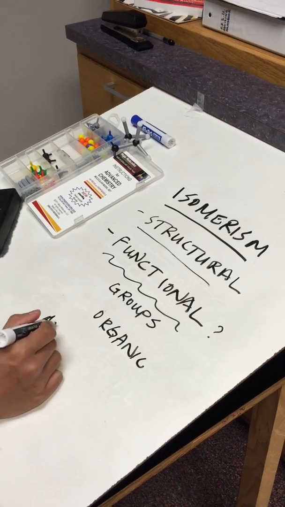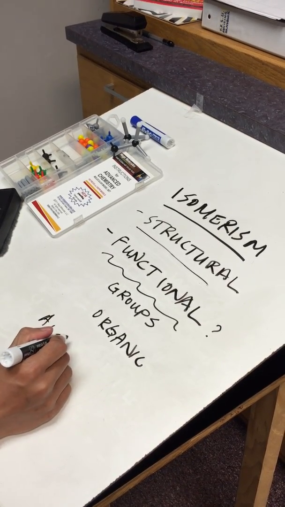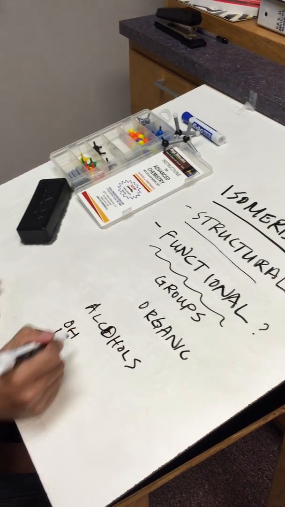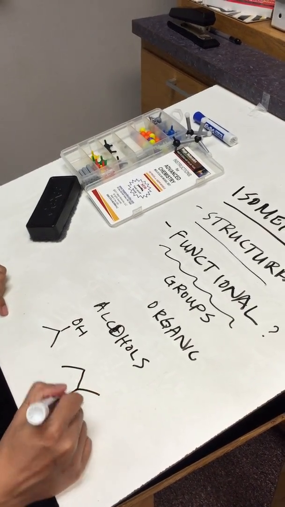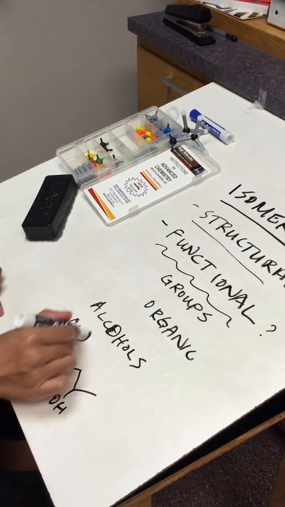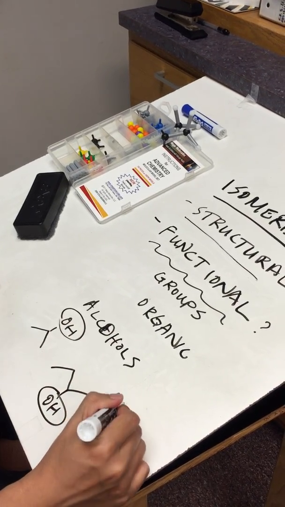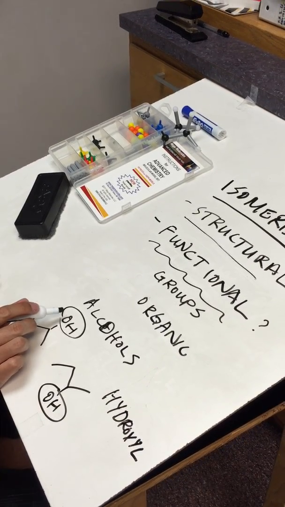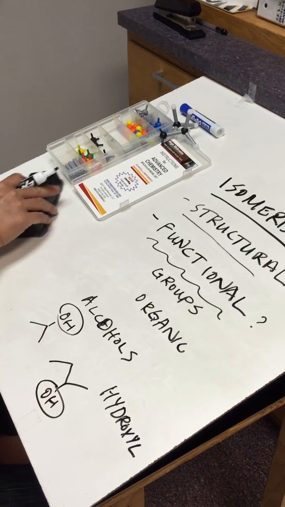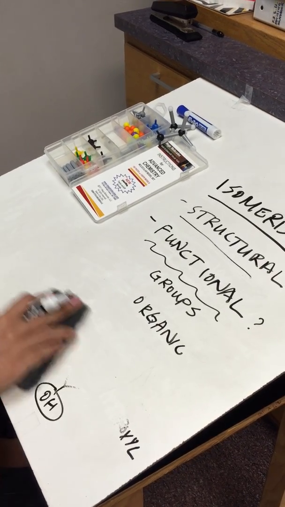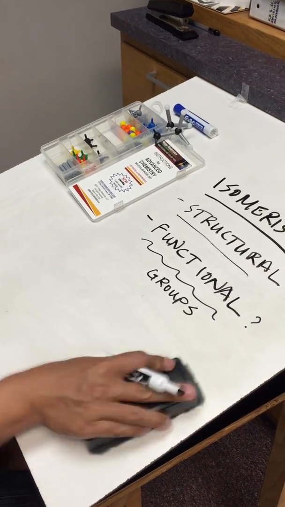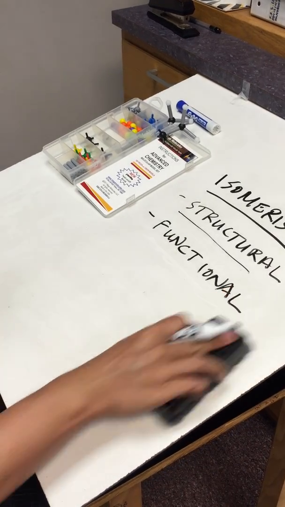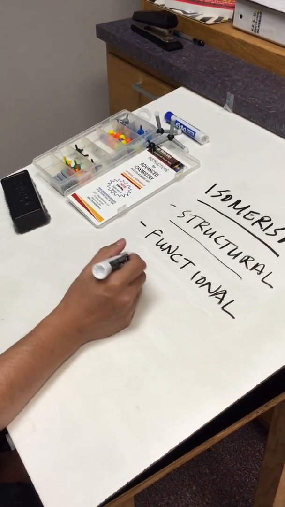So for example, if you have alcohols, well, this is an alcohol. This is also an alcohol. And I know they're alcohols because of the hydroxyl functional group. Hydroxyl right here and right here. So they're both alcohols, and I know they're going to have very similar chemical and physical properties. Okay, so what are functional isomers?